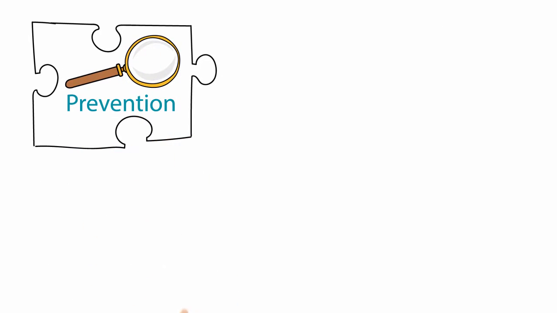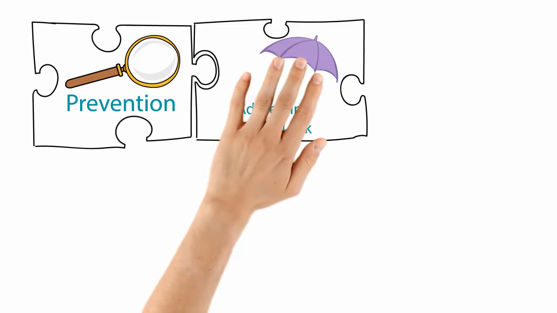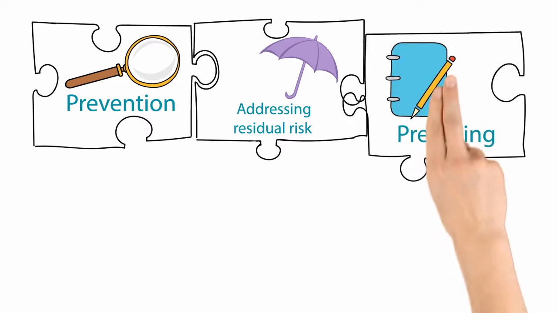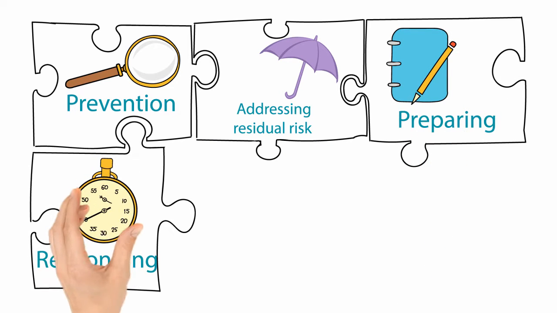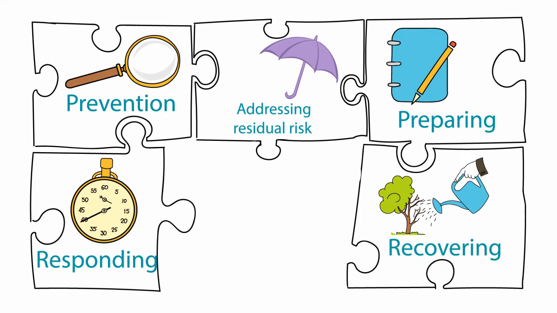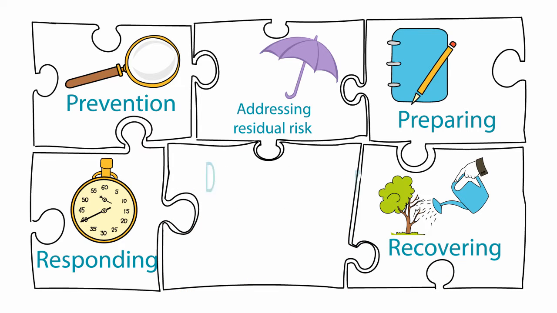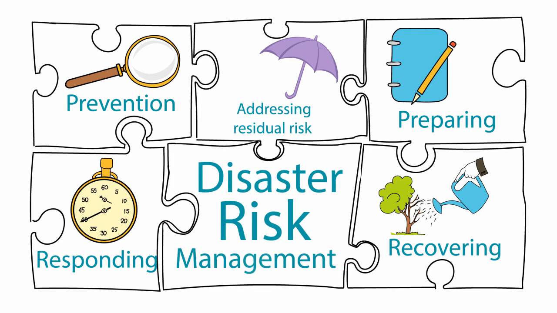1. Risk prevention. 2. Addressing of residual risk. 3. Preparing. 4. Responding. And 5. Recovering. These steps are all part of a disaster risk management approach that integrates risk transfer solutions.